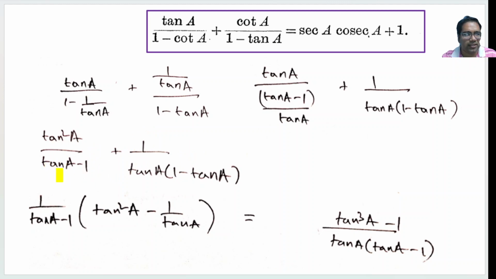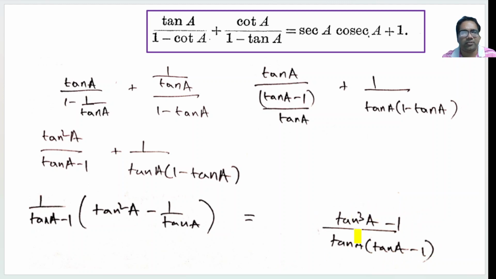So because both are there in the denominator, this expression will become 1 by tan A minus 1 times tan square A minus 1 by tan A. Please note this plus will become minus because we are changing 1 minus tan A to tan A minus 1. So this becomes 1 by tan A minus 1 into tan A into tan square A, which is tan cube A minus 1 by tan A, and outside is 1 by tan A minus 1. So total will become tan cube A minus 1 by tan A times tan A minus 1.